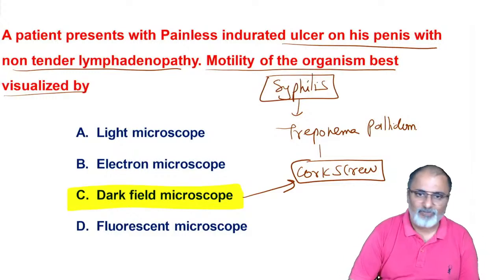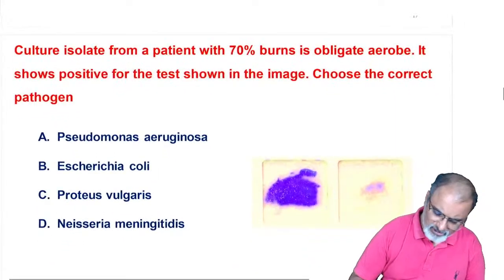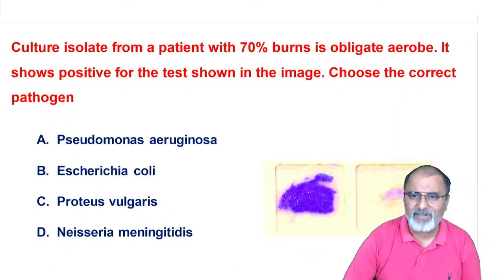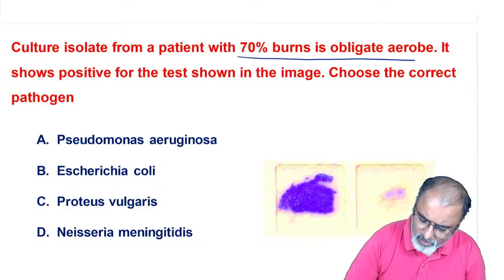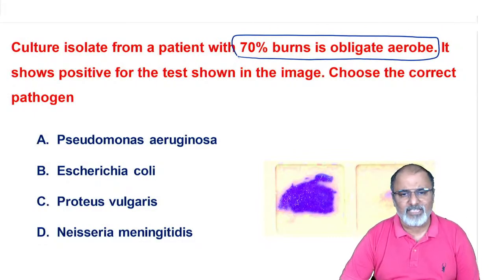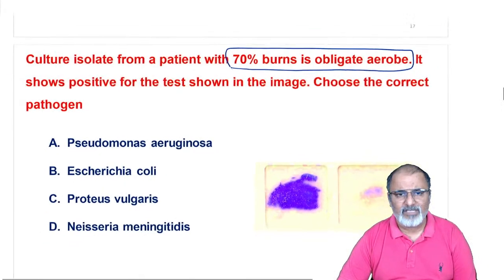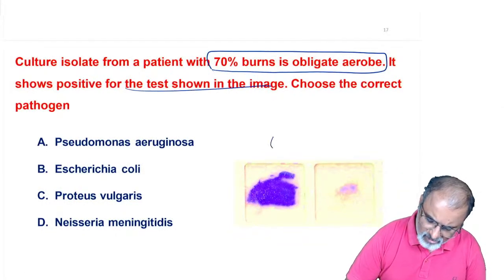Next is, culture from a patient with 70% burns, obligate aerobe. Most common cause of infection in burns. If you know this, we can answer. It shows a positive test for this image. This test is called the oxidase test.